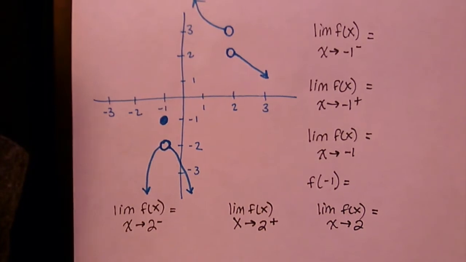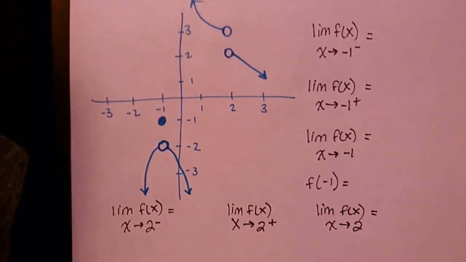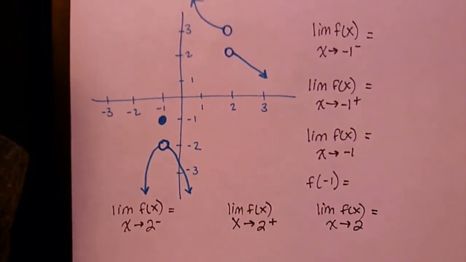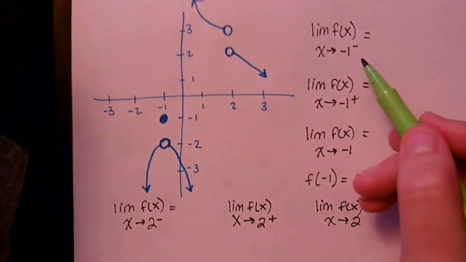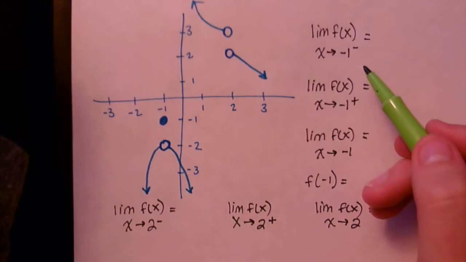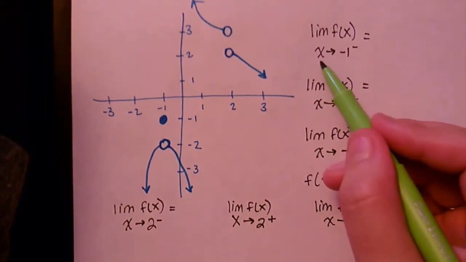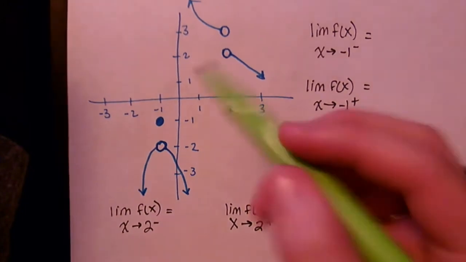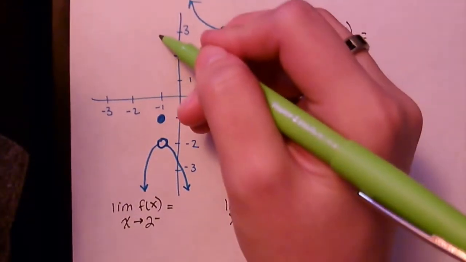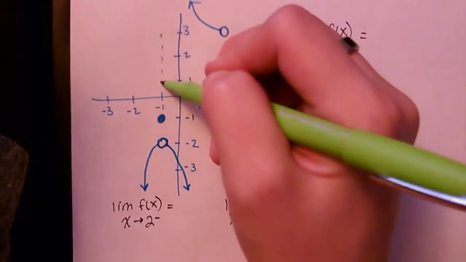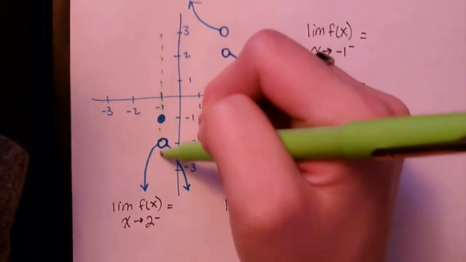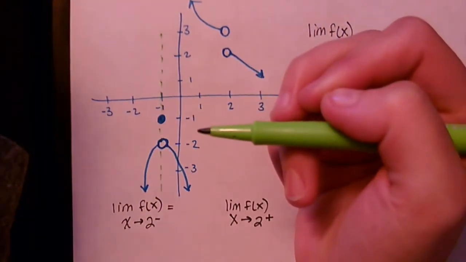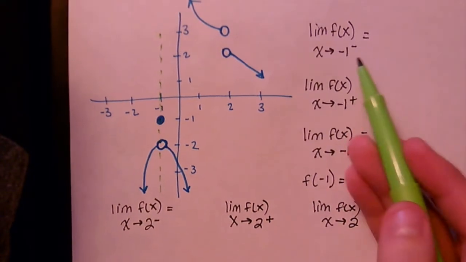Okay, so the first thing I want to ask you is, what is the limit of the function as x approaches -1 from the left? Okay, so immediately my eyes go to whatever x is approaching, and x is approaching -1 in this case. So I look at the line x equals -1, and if it helps you, you can make a little dashed line to indicate x equals -1. Okay, so it's approaching from the left.